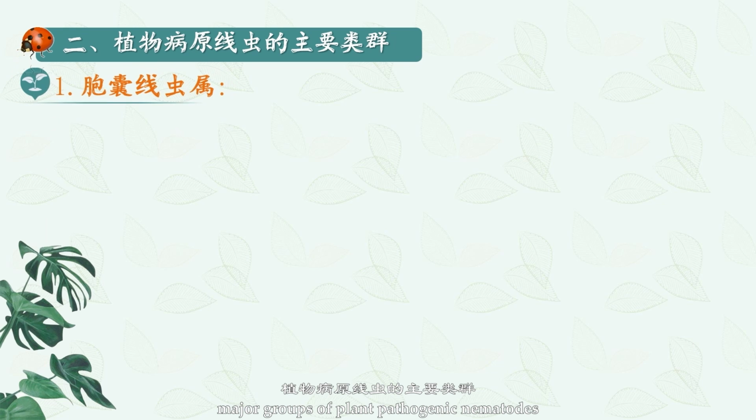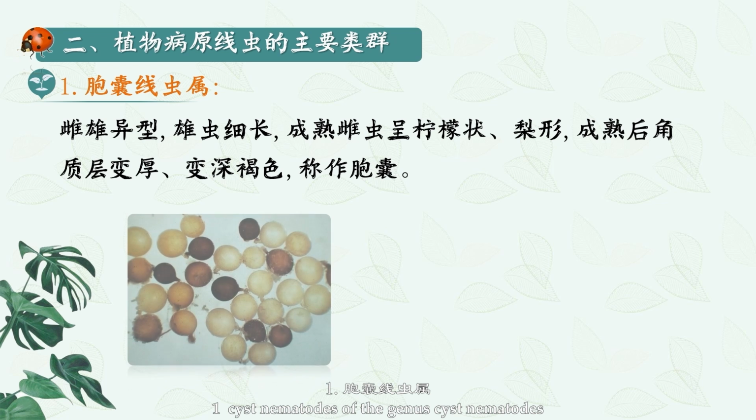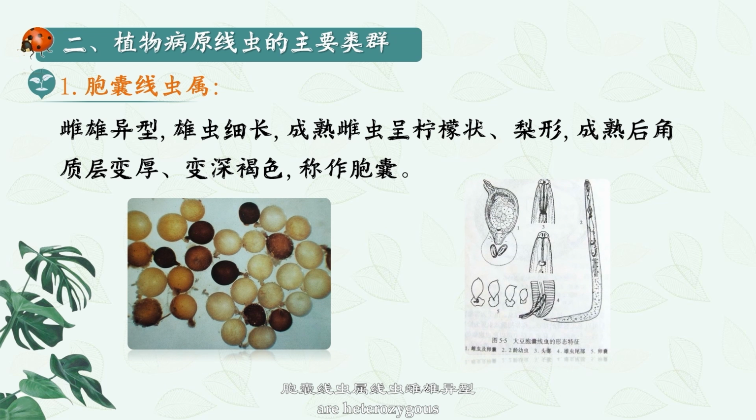Major groups of plant pathogenic nematodes. 1. Cyst nematodes. Nematodes of this genus are heterozygous. Males are elongated. Mature females are lemon-shaped and pear-shaped. The cuticle becomes thicker and darker brown at maturity, and these females are called cysts.